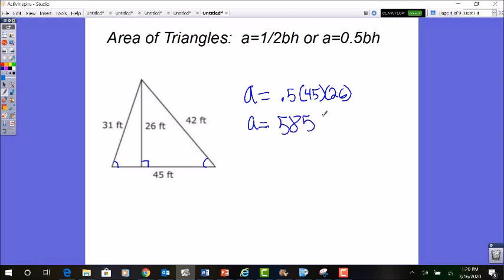585 feet squared. Again, here's your height right here. I'll even highlight it so we can see. Here's the height, and it meets our base at a right angle.